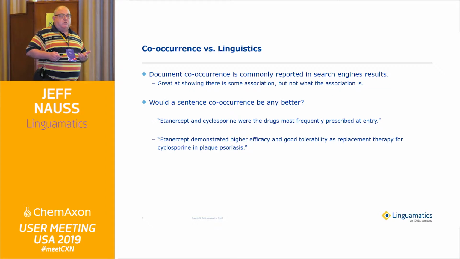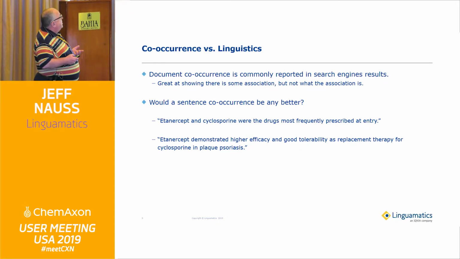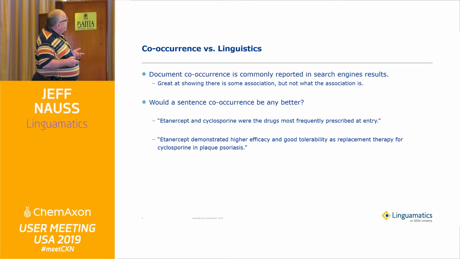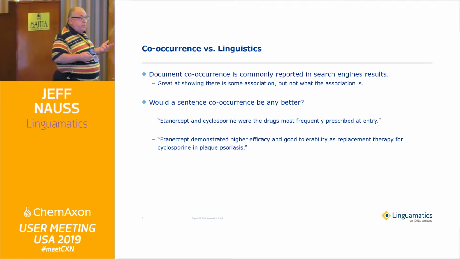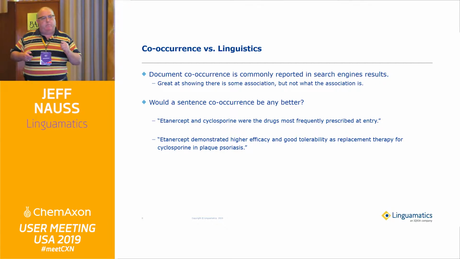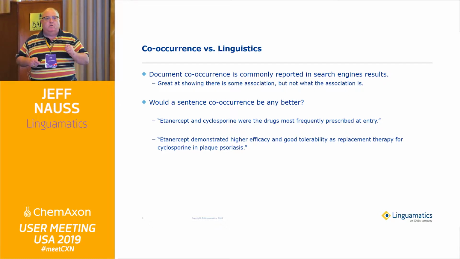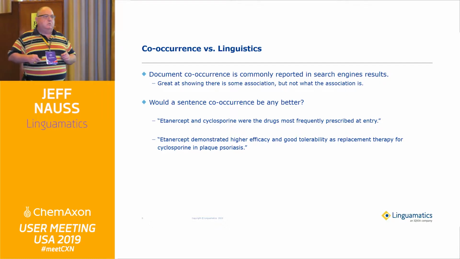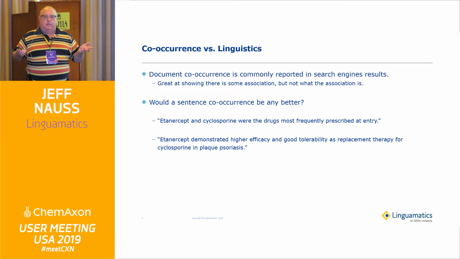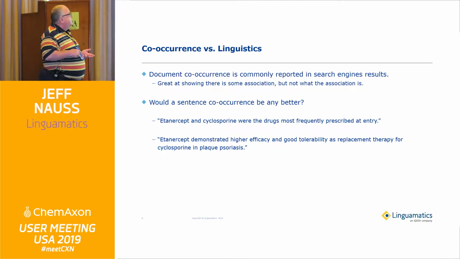But in this sentence, etanercept demonstrates higher efficacy and good tolerability as a replacement therapy for cyclosporin. Etanercept may not be the same as cyclosporin. It might be better than cyclosporin for the treatment of plaque psoriasis. So, yeah, sentence co-occurrences, but two different types of relationships.